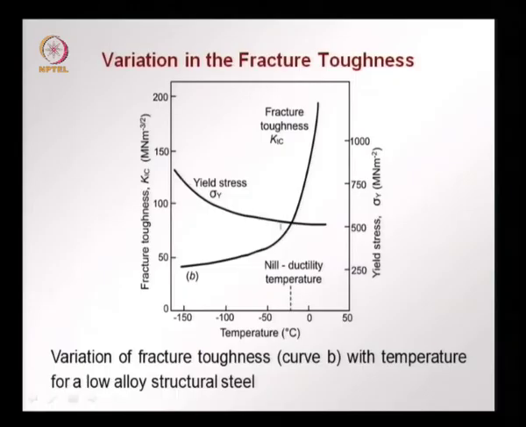This is the corresponding trend for the yield stress, which keeps decreasing as we increase the temperature. Yield stress increases as the temperature decreases, whereas the fracture toughness decreases as temperature decreases. The material becomes a little bit stronger, but more brittle as the temperature drops, and this is what gave rise to the failures of steel elements in the ships that we saw in very low temperatures.